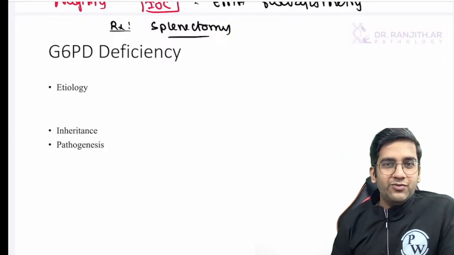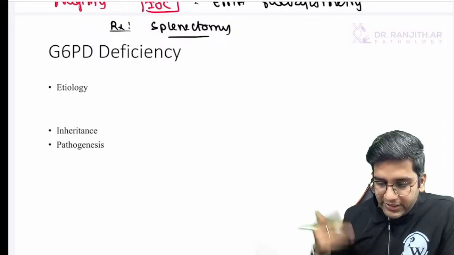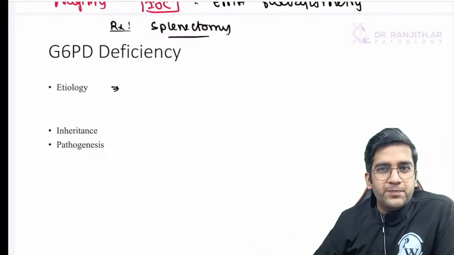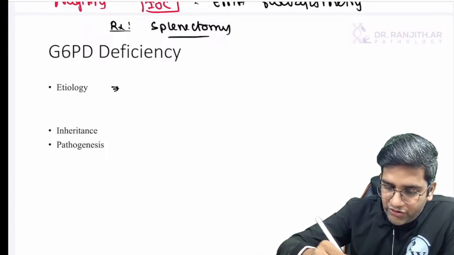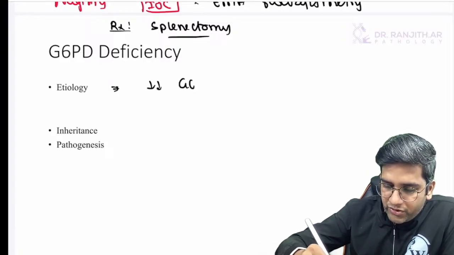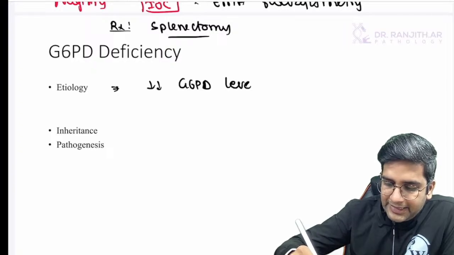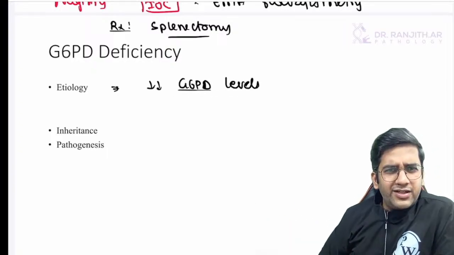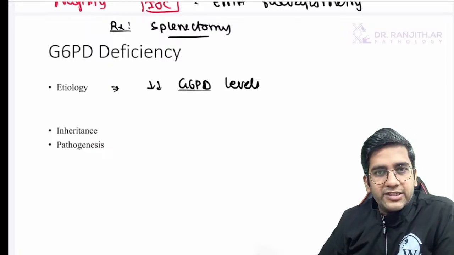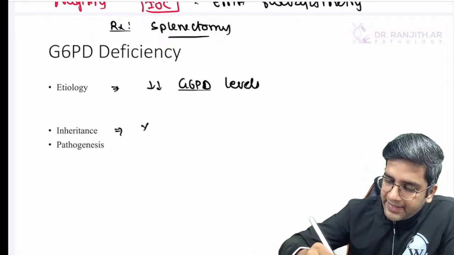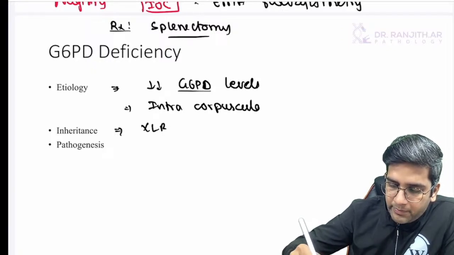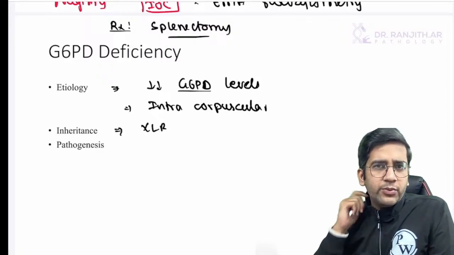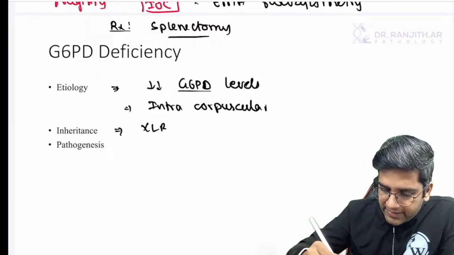Fine. Let's do the same thing for your G6PD deficiency. What's the etiology? It's there in the name, right? There's a defect or reduced G6PD levels, right? Reduced G6PD levels. That's the problem in G6PD deficiency, right? Simple. Inheritance, anyone? It's an X-linked recessive inheritance. Obviously, this also is an intracorpuscular defect. It's a problem inside the RBC because it's an enzyme defect which is obviously present inside the RBC, right? It's an X-linked recessive.